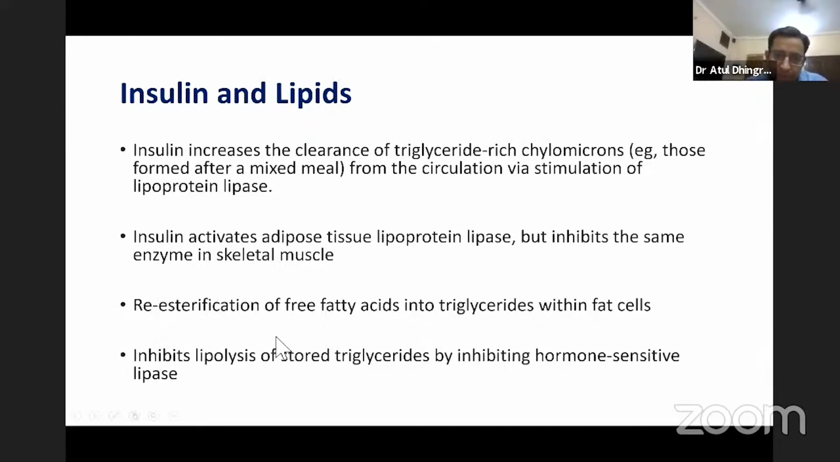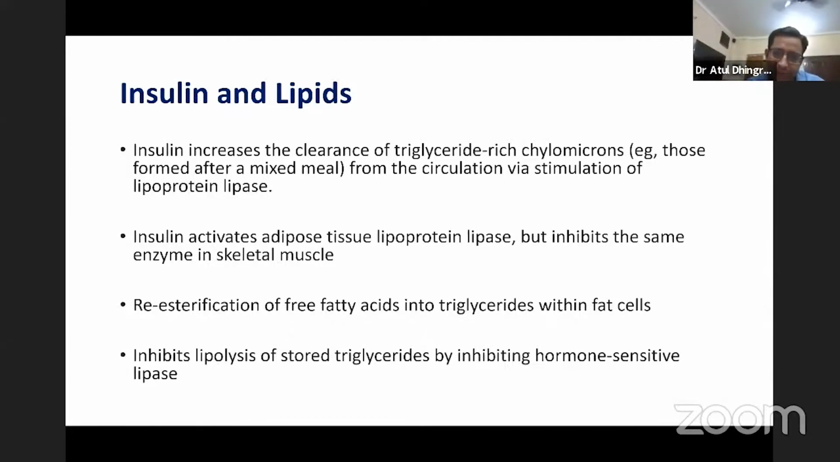It also leads to re-esterification of free fatty acids into triglyceride within fat cells, so that these fatty acids are not used for energy metabolism, and are stored in the fat cells themselves. So this is what we see during severe insulin deficiency in DKA, that there is a reduction in insulin levels and there is breakdown of these fatty acids in the fat cells, and the ketone bodies that are produced are then used as an energy source.